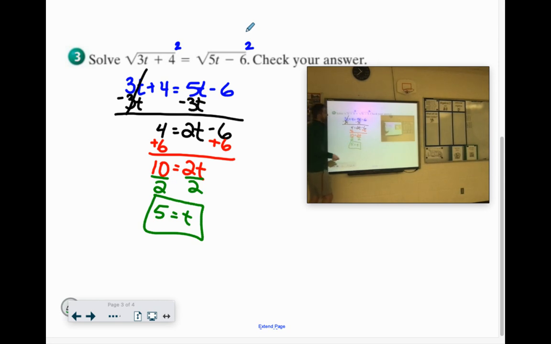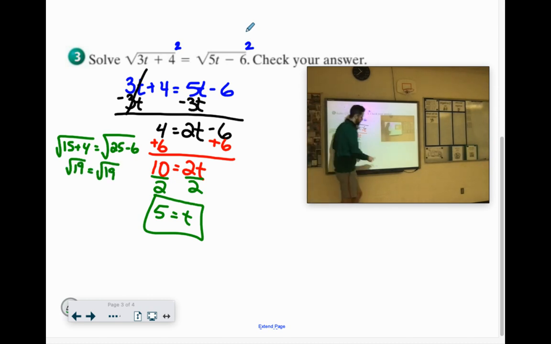Let's double check that in the equation. Let's see, 3 times 5 is 15. Plus 4. 5 times 5 is 25. 15 plus 4 is 19. 25 minus 6 is 19. Great, worked out in both.